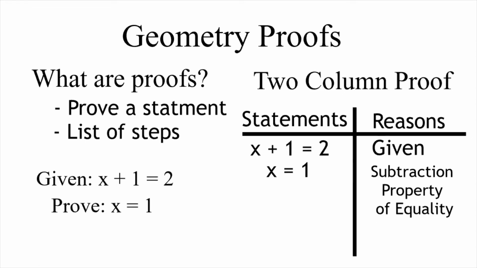This also works with multiplication property of equality, division property of equality, and addition property of equality. Obviously, with multiplication and division, there's a 0 involved, but in geometry, we don't really deal with zeros because, well, there's no lengths and measures that are 0. But anyways, you get the point. That would be our two-column proof. We just proved that x is equal to 1.